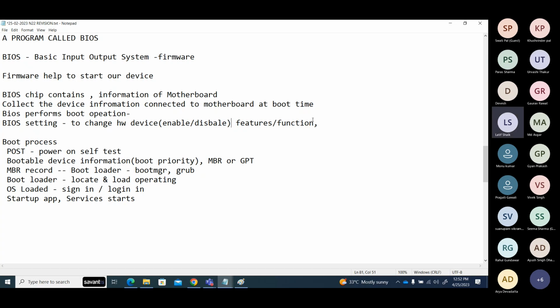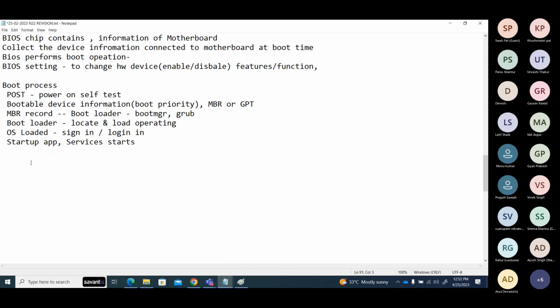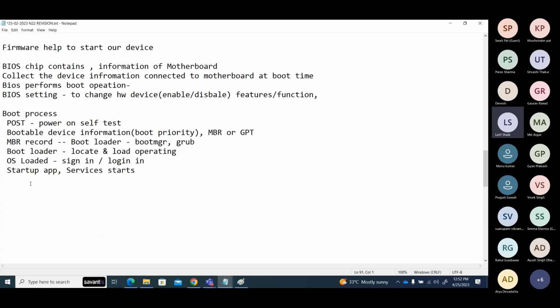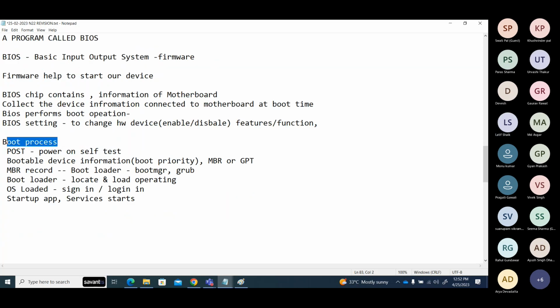Okay, we can enable or disable features in the BIOS settings. Better to read the notes, guys, because if I keep telling again, it becomes a class. That's the point. Boot processing is important, guys. In the hardware, boot processing is important.